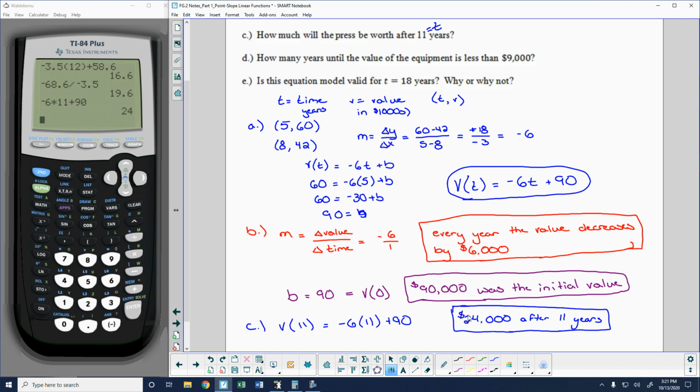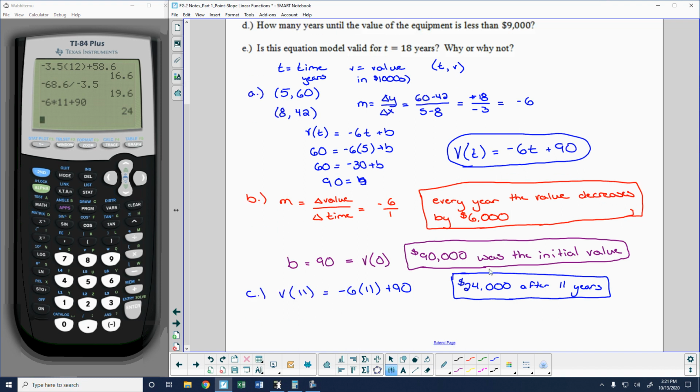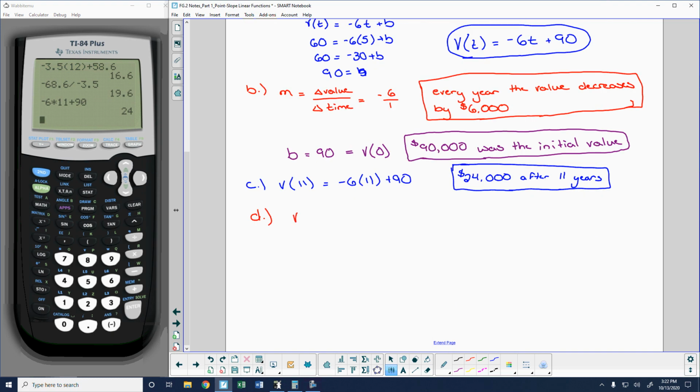Now question D. Question D says, how many years until the equipment is of value less than $9,000? Less than $9,000 tells us we need an inequality. So for D, we want the value, or v of t, to be less than $9,000, or just 9. Remember again, value is in thousands. So I can substitute and set up an inequality here. Negative 6t plus 90 is less than 9.